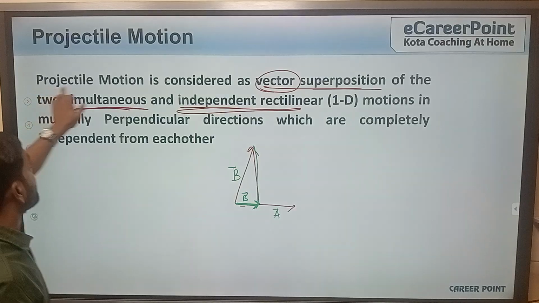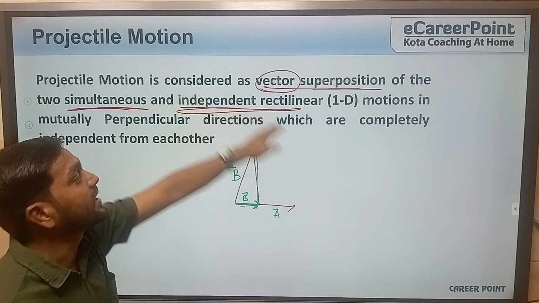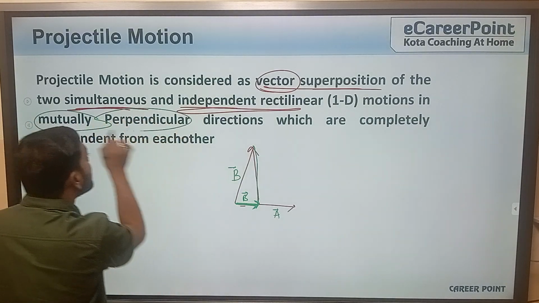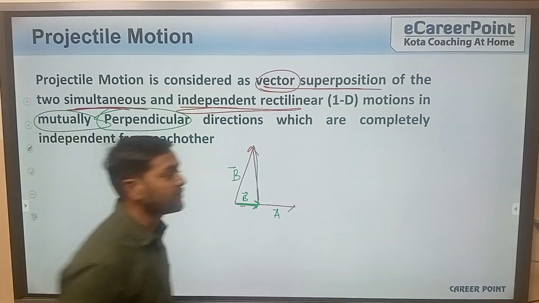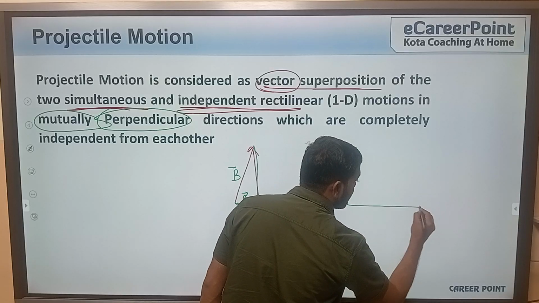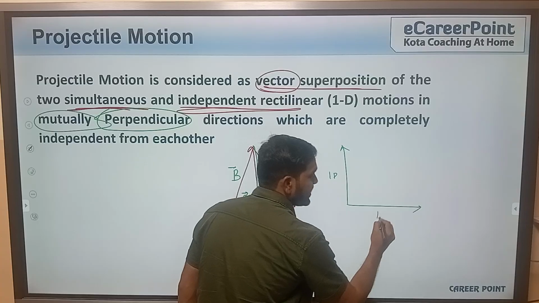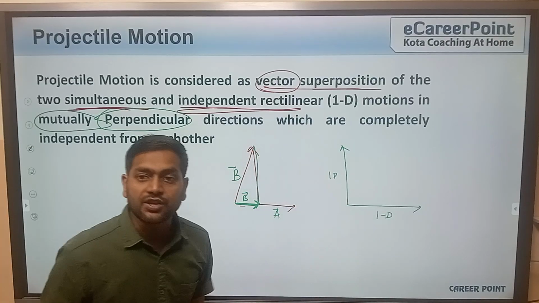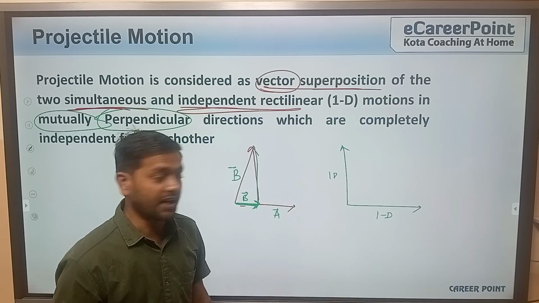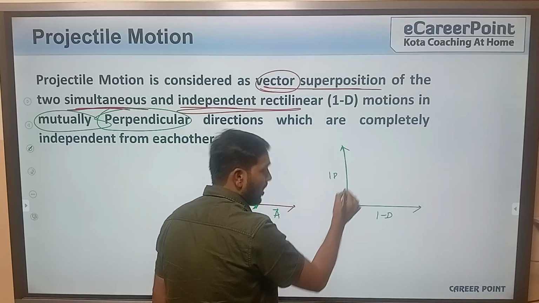So projectile motion is the vector superposition of two simultaneous and independent rectilinear motions in mutually perpendicular directions. Mutually perpendicular means we have one vector and another vector, right? This is one-dimensional and this is one-dimensional, so the combination of these two is our two-dimensional motion here.